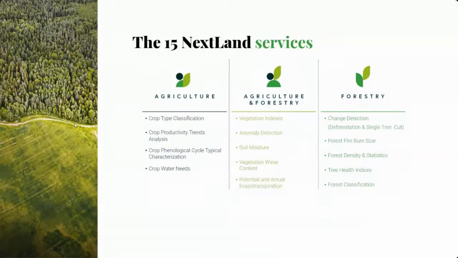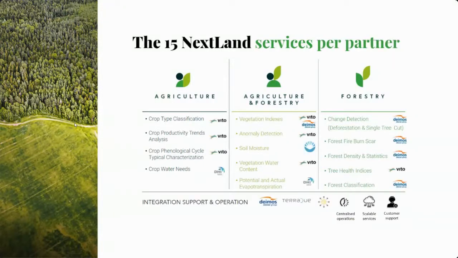Those are the services. Four of them are focused on agriculture, from crop type classification to crop water needs. Five can be used in agriculture and forestry: vegetation index, soil moisture, vegetation and water content. In forestry, we have five services fully devoted to forestry, from change detection, focusing on deforestation, to tree health indexes or forest classification. These are provided by different service providers, and they're all integrated with the support of Demos and Terra Do E.